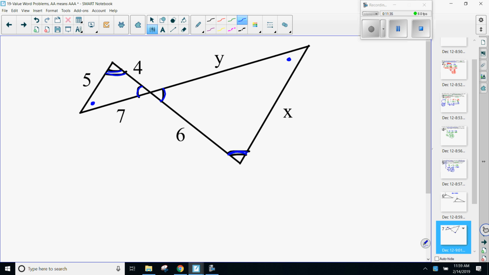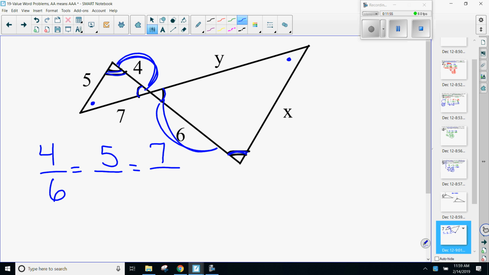If I look at it, what are these side lengths right here? Small triangle, 4, 5, and 7. We're just going to set up our proportion because the sides are proportional. Those are similar triangles. 4. Do you see what 4 is between the single and the double tick mark? What's it correspond to? 6. So I'm going to put that there. What does 5 correspond to? X. It's between the double tick mark and the dot. Between the double and the dot is X. And 7 corresponds to Y.